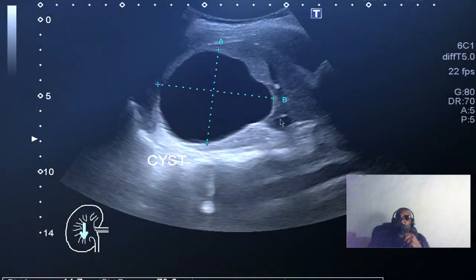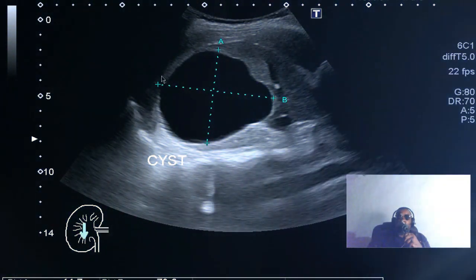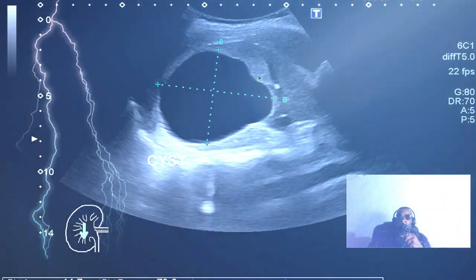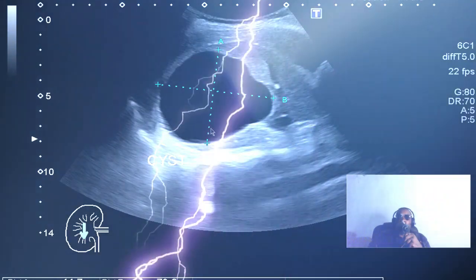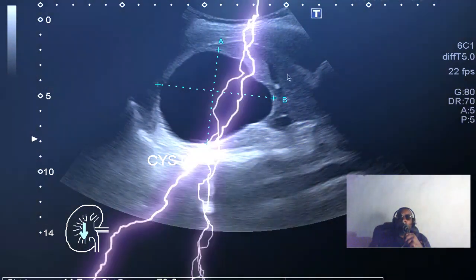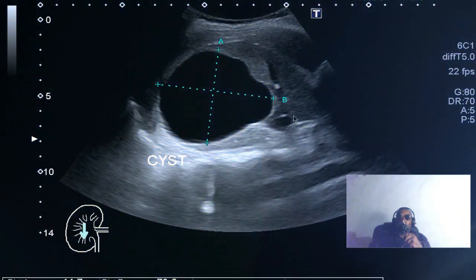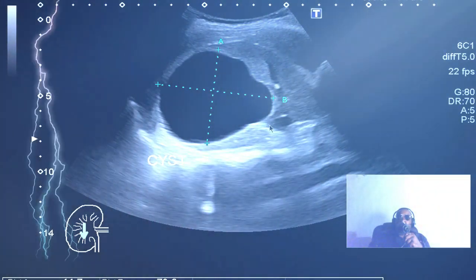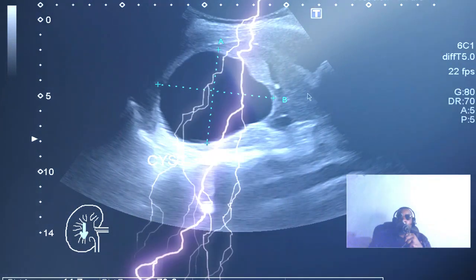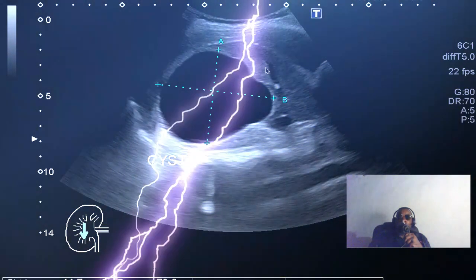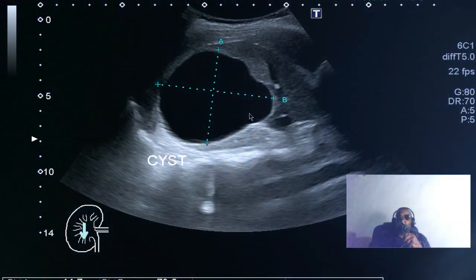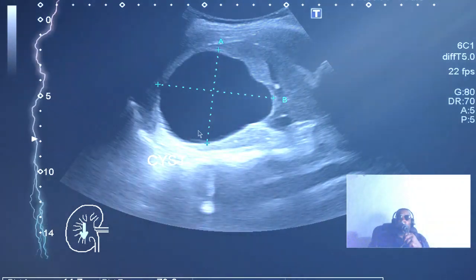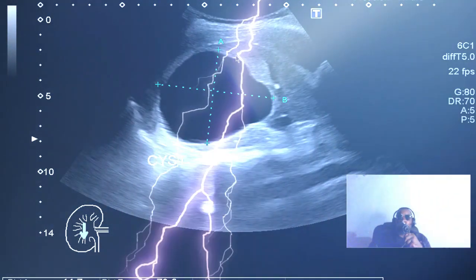Again, you can see the cyst there, and there's no communication or connection to the exterior world. What we have here is the residual part of the lower pole of the kidney. There you can see the normal renal parenchyma, and from the mid-polar portion all the way to the upper pole, you can see the extension of the cyst.